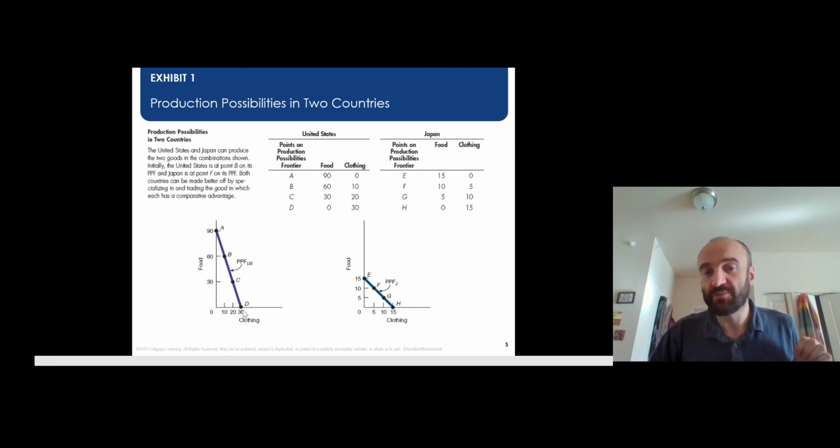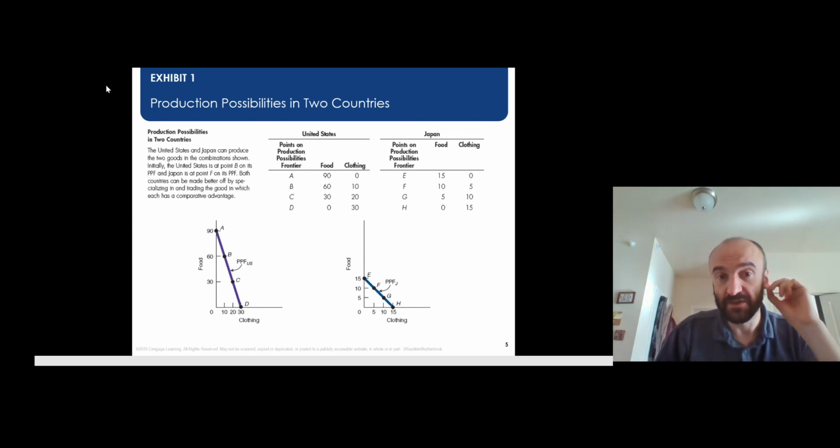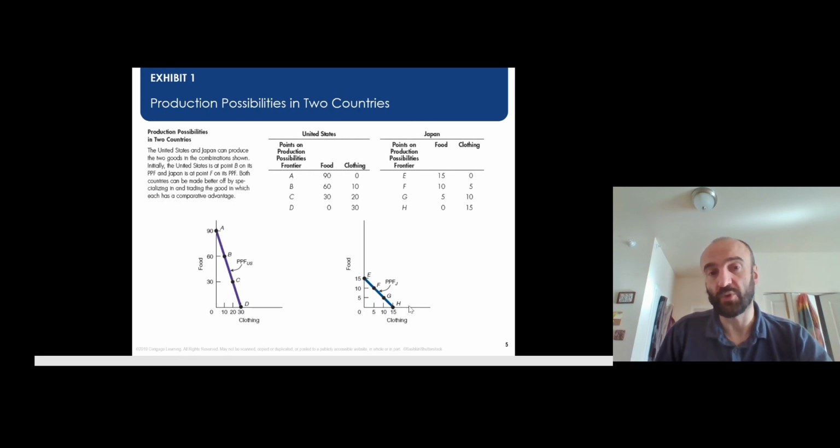Yes, America is 2 times better than China. It can produce 30 units if it works 100%. China can produce 15 units. So 2 times better. But look at the relationship when it comes to food. It's, what is it, 5 times? 6 times, yeah. So you have a 6-to-1 ratio when it comes to food and 2-to-1 when it comes to clothing.